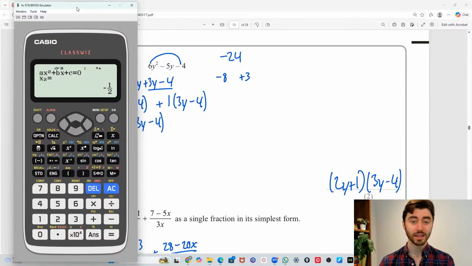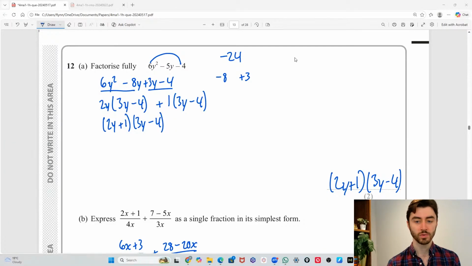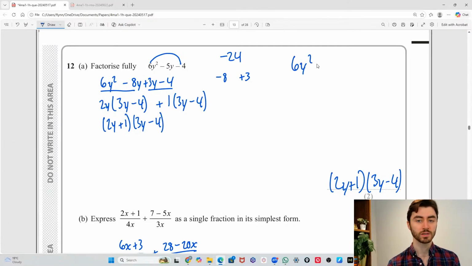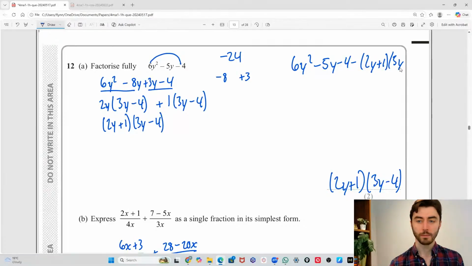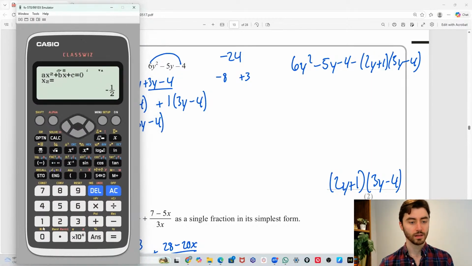I don't like it. What I would prefer is to, again, rearrange this into a form that would give you 0. So 6y squared minus 5y minus 4 minus that bracketed nonsense should give me 0. And if I plug anything into that, so 43.72. Oh, no. This is why I don't deal with silliness. I just like doing calculations. It makes my life easier.